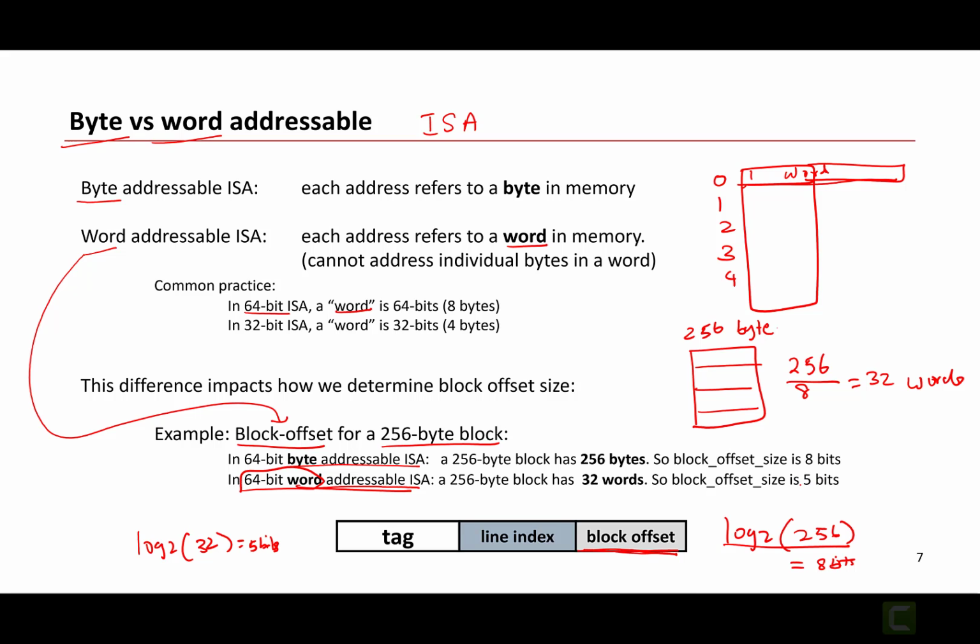So for the same cache block size and the same address size, 64 bits, I can end up with two different block offset sizes depending on whether it is word addressable or byte addressable. That's something to keep in mind when you are parsing through the cache problems.